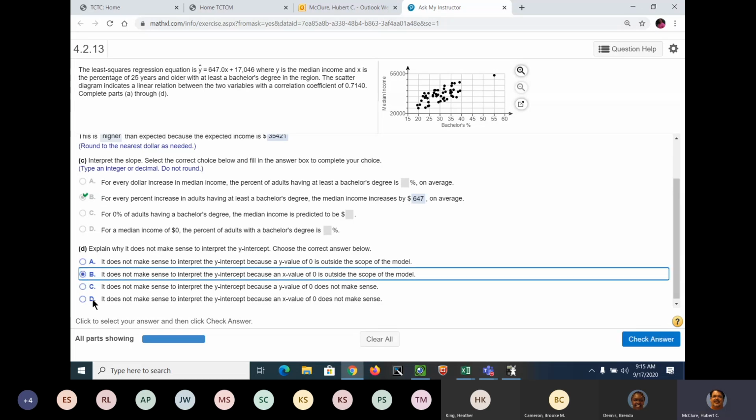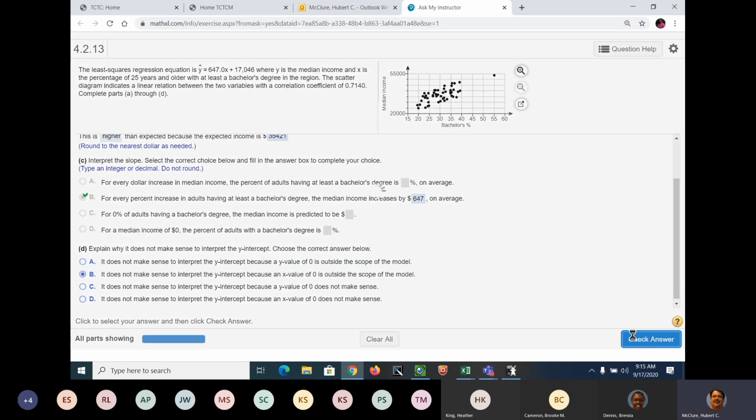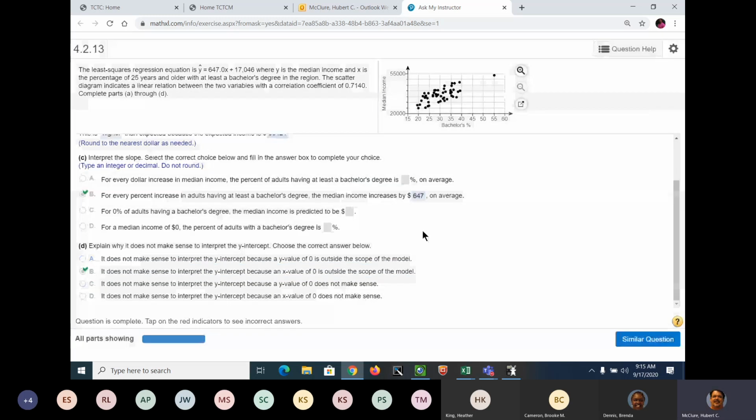Or it could be D. Doesn't make sense. Outside the scope of the model. 0 years, or 0, let's see, it says percent. Let's read this again. X is the percentage of 25-year-olds with a bachelor's degree. 0 would mean there are 0 25-year-olds with a bachelor's degree. Okay, that's what it means. It's just outside the scope.